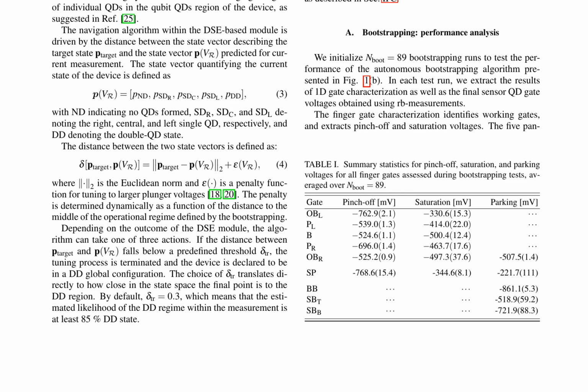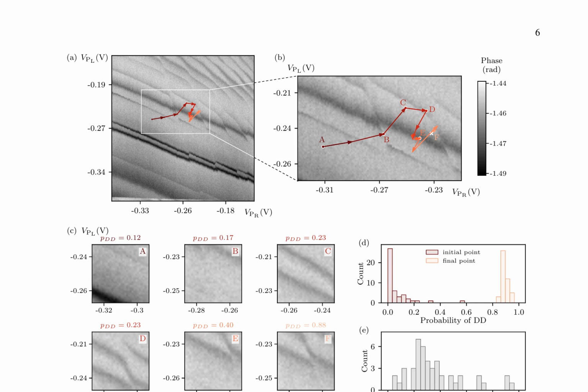The evaluation of the tuning algorithm involves testing individual steps of bootstrapping and performing trial runs of the full autotuning algorithm. The analysis of the autotuning protocol implemented with active feedback in the larger space of plunger gates, VPR, VPL, includes an overview of the sample run, a close-up of a charge stability diagram showing the 12-step path of the coarse tuning module, and measured raw scans in the space of plunger gates.